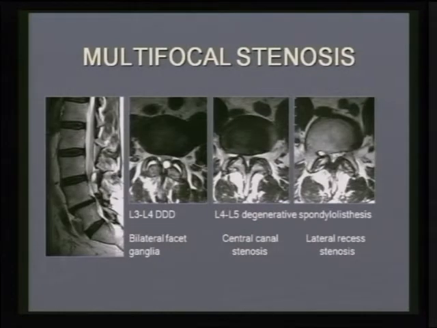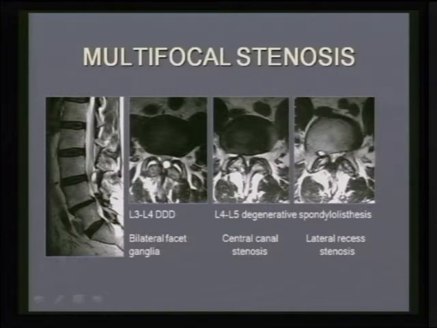Just a reminder that stenosis can be multifocal and due to multiple etiologies. So we have a bilateral facet ganglion at the L3, L4 level together with a bulging disc, resulting in severe L3, L4 central canal stenosis. Whereas at L4, L5, there is a minimal spondylolisthesis resulting in further central canal stenosis at this level.